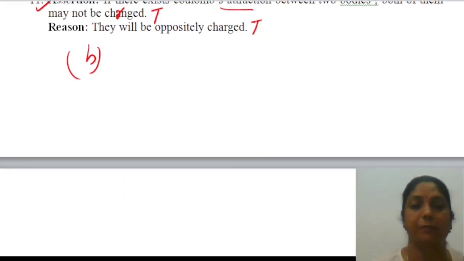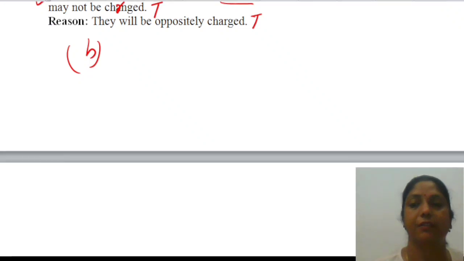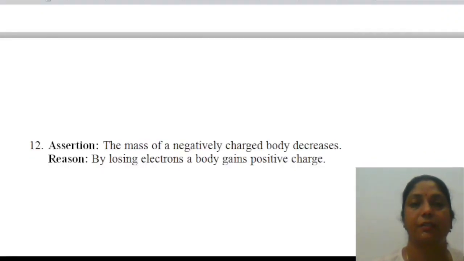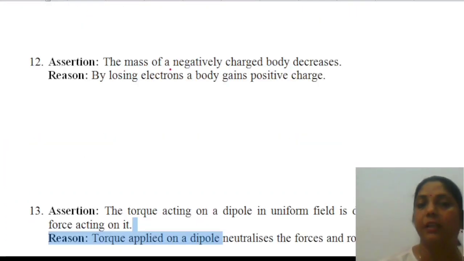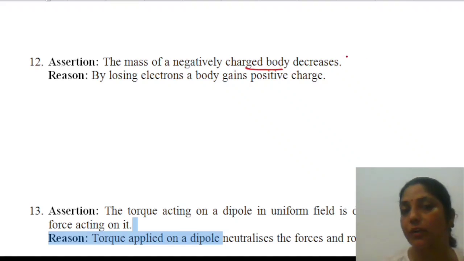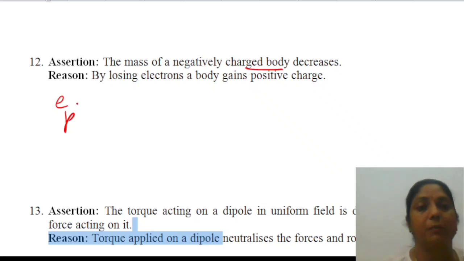Okay. Next, question number 12. Assertion: the mass of a negatively charged body decreases. Is this statement true or false? There is a positively charged body, there is a negatively charged body. So the mass of a negatively charged body decreases. You know the mass of an electron, and the mass of a proton. So does the mass of a negatively charged body decrease or increase? This statement is false. The mass of a negatively charged body increases, because the negative charge also has some mass.